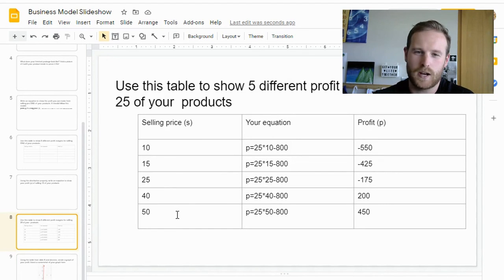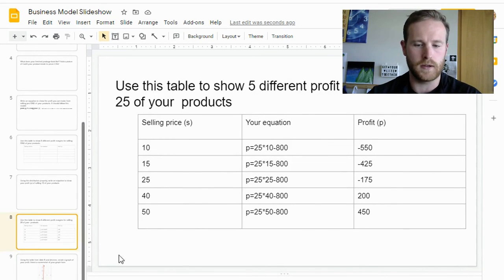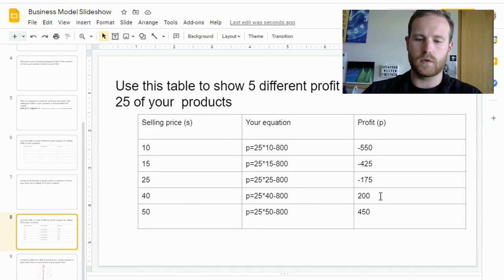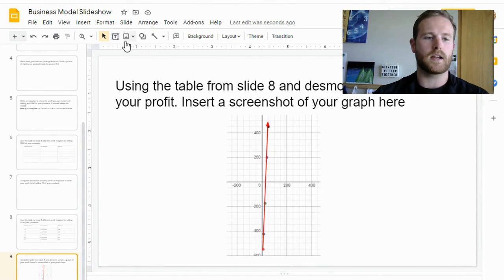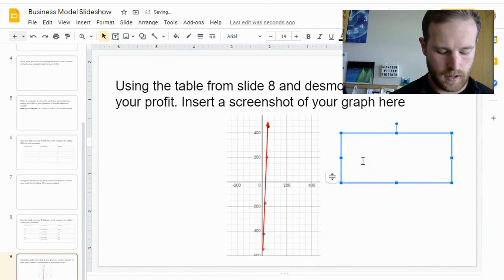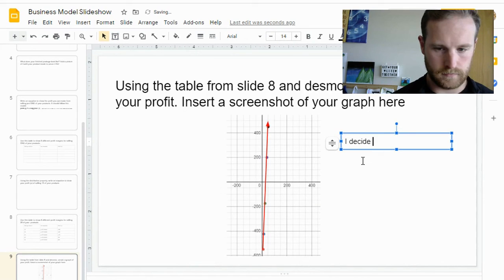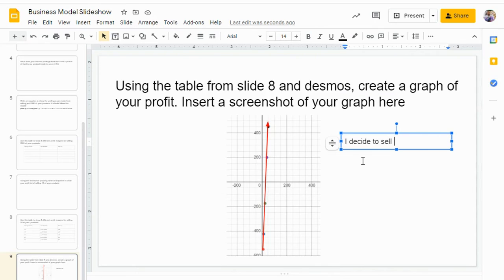$50 seems too much. I don't know about you, but buying dog treats for $50 is a little excessive. So I'm going to go with the $40 price point, which nets me a profit of $200 after selling all 25. So on your last slide of your slideshow for your business model, you will write what you decide to sell your product for and what your profit margins will be.